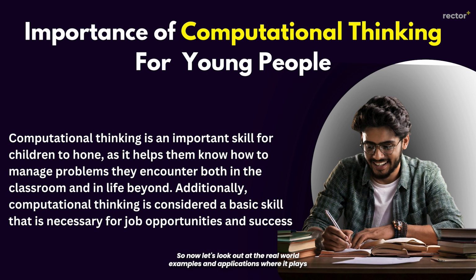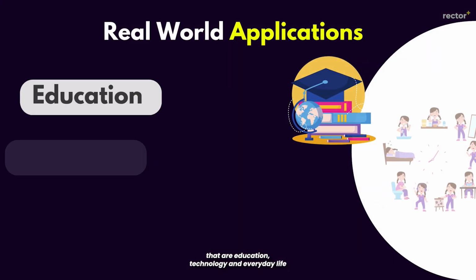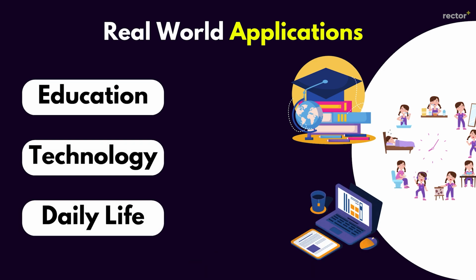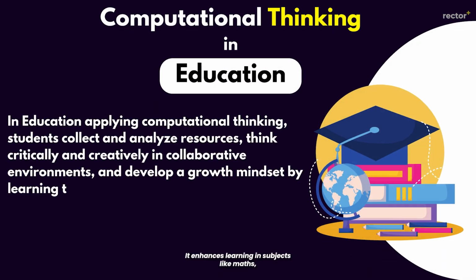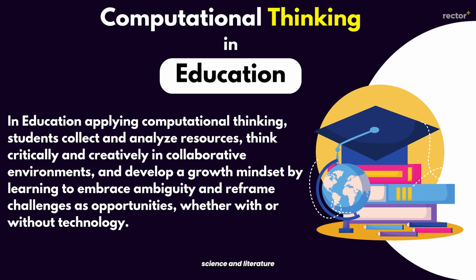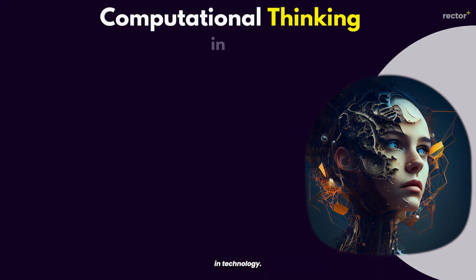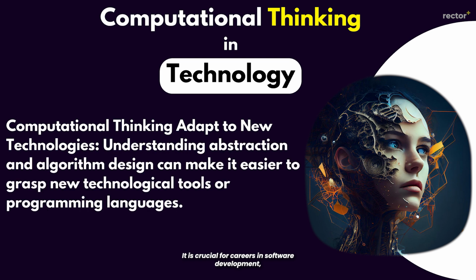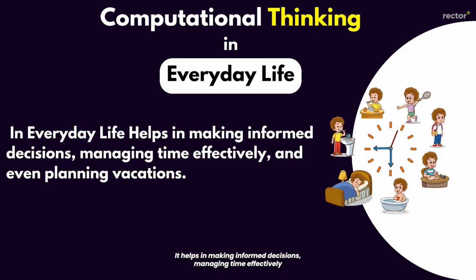So now let's look at the real world examples and applications where it plays a crucial role in solving social problems and in our personal lives: education, technology and everyday life. In education, it enhances learning in subjects like maths, science and literature. In technology, it is crucial for careers in software development, data analysis, and artificial intelligence. In everyday life, it helps in making informed decisions, managing time effectively, and even planning vacations.